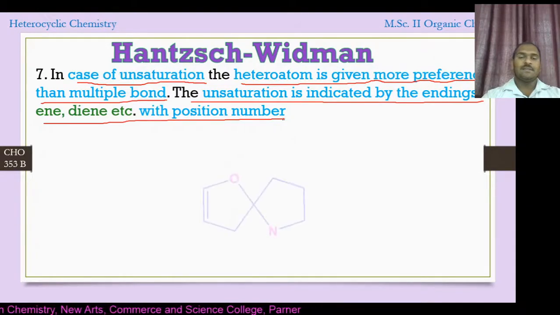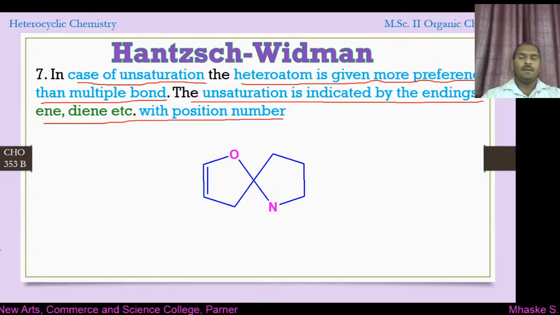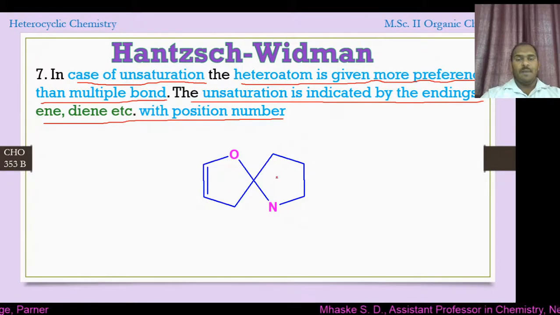Okay, so let's consider the example. Now here we are considering the example, and we have to remember two or three rules again. It is a spiro system having two different heteroatoms.